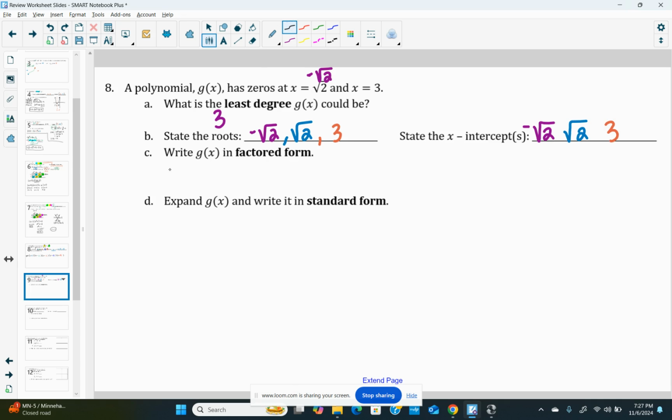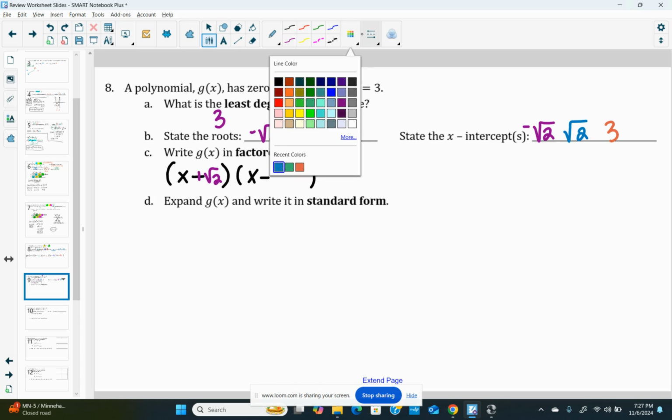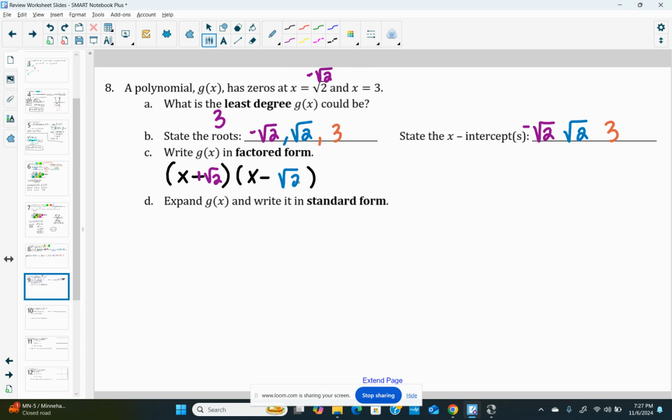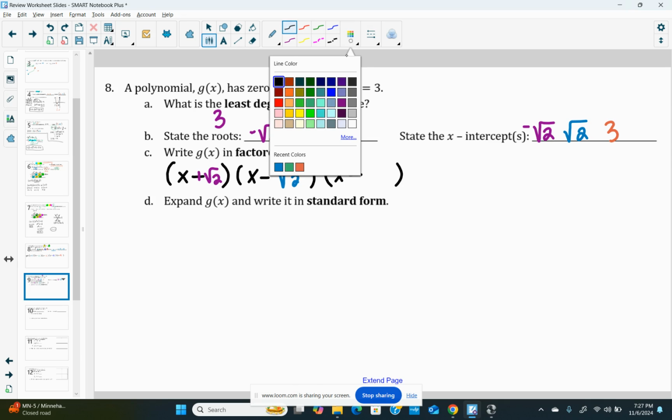And then we'll write it in factored form. So we would have x minus negative square root 2, so it would turn to x plus square root 2. We would have x minus square root 2, and then we would have x minus 3.